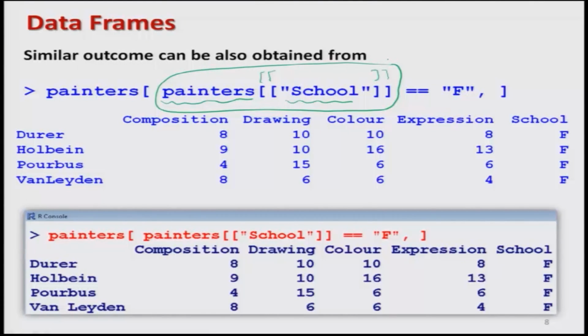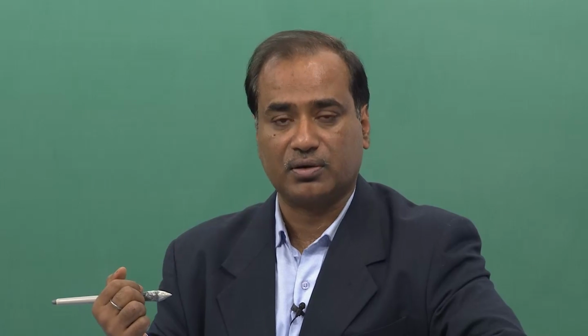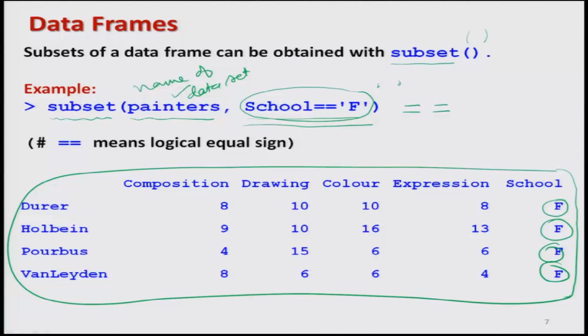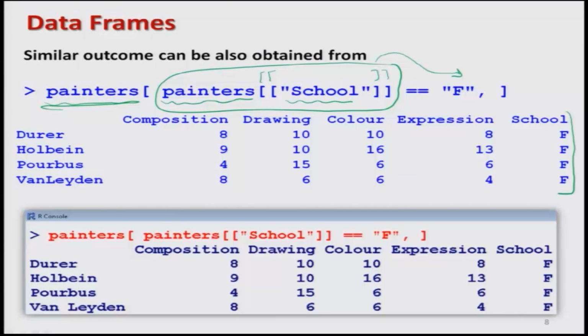Now I am trying to say, please use the data set painters, and inside this data set try to find the values of variable school under painters which are equal to F. Be careful, F does not mean false. Here F is one of the categories of the school. The schools are denoted by A, B, C, D, E, F and so on. Right. So, now if you do it here, you get this outcome. That is the same outcome you got earlier, and this here is the screenshot, you can try it. Right. Okay.